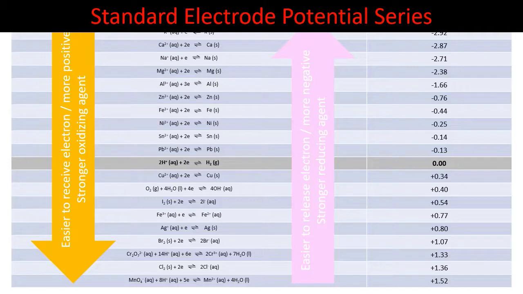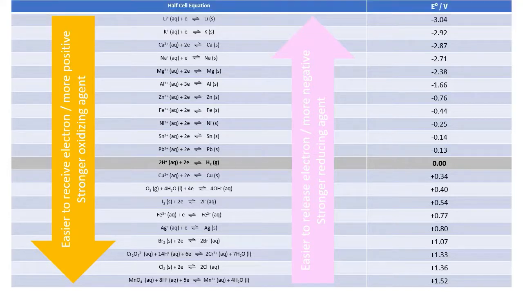Now, let us familiarize ourselves with the standard electrode potential series. Just look at this series. It is arranged from the lithium to the manganese ion equation. If we look at the ions on the left side, going down this series, it is easier for the substance to receive electrons, or also said as a more positive substance. Going down this series, the substance becomes a stronger oxidizing agent.